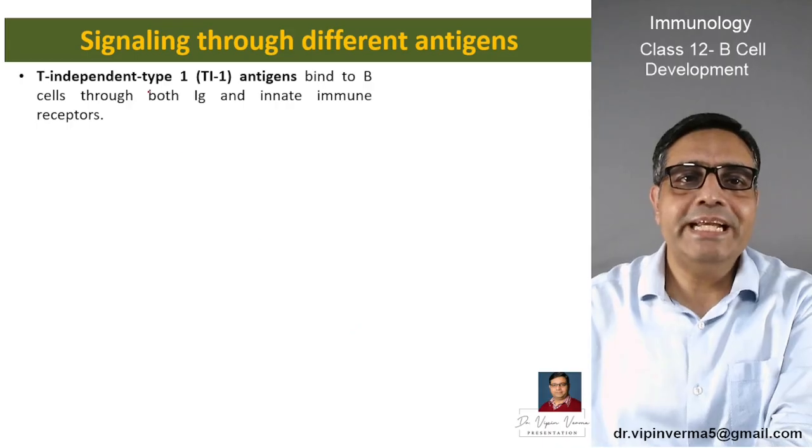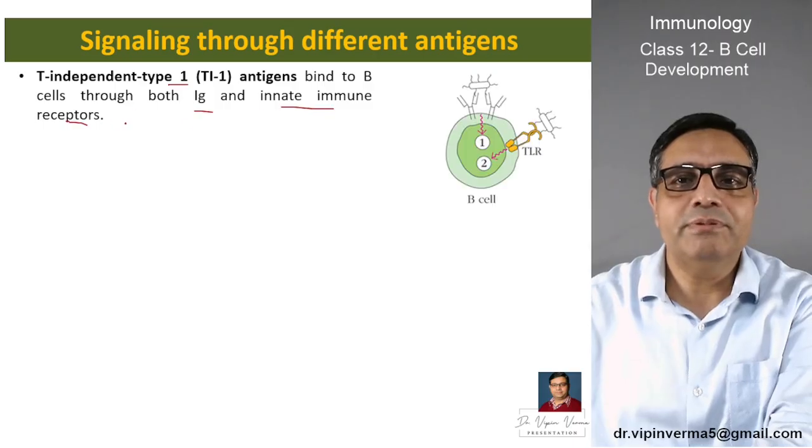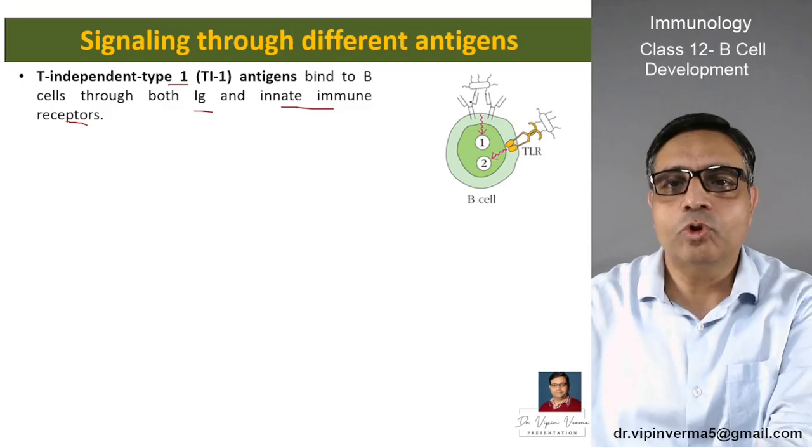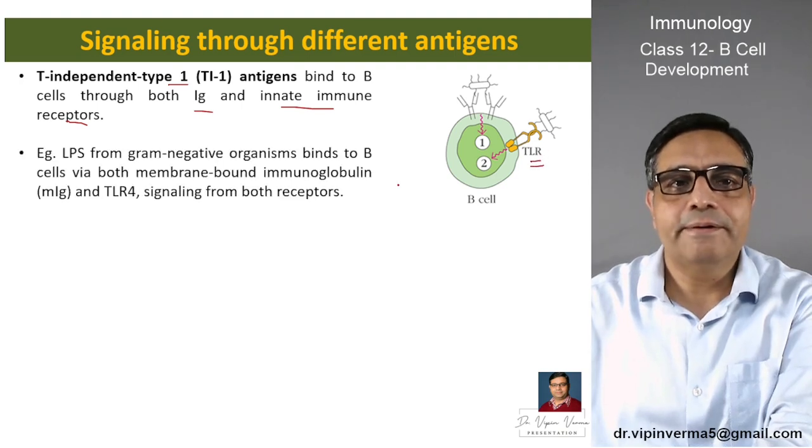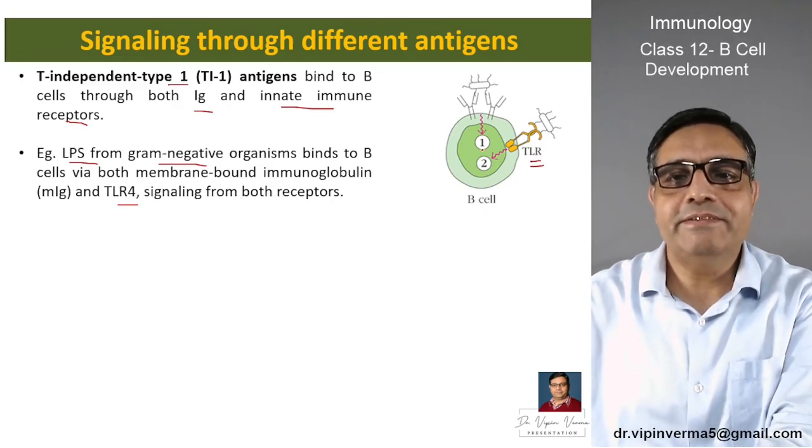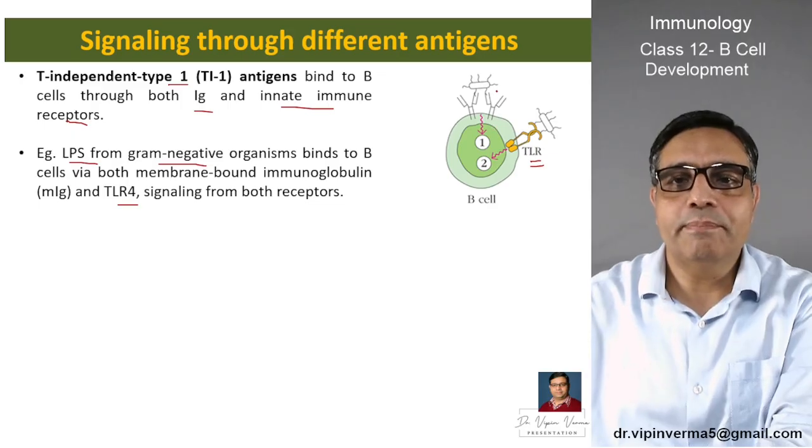Now then we have the T independent, and in T independent we have type 1 and type 2 antigens. So in case of type 1 antigens, they bind to B cells through both Ig and innate immune receptors. So you can see here this is the antigen. It is not only binding to the BCR, but also it is binding to the innate receptor which is TLR, which is toll-like receptor here. So an example is the lipopolysaccharide from gram-negative organisms. They bind to B cells via both membrane-bound immunoglobulin and TLR4, signaling from both the receptors.